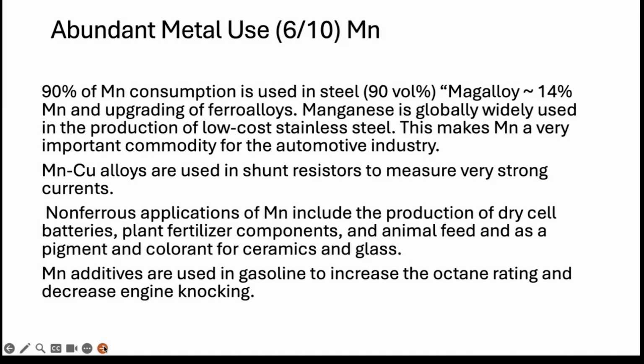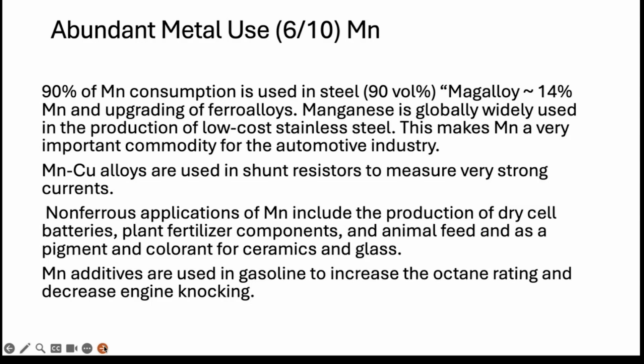Manganese, number 6 of the abundant metals. People get confused between magnesium and manganese, because they both have an M and an N and a G, but you're just going to have to get used to it. Mn is manganese. So 90% of manganese consumption is used in steel. Mag alloy is about 14% manganese.